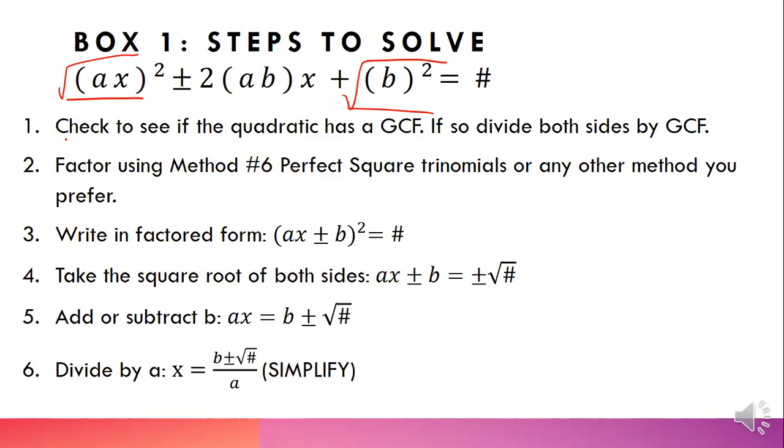So the steps that we're gonna go through are: check for GCF, factor using perfect square, rewrite the factored form, take the square root of both sides, add or subtract, then divide and simplify.